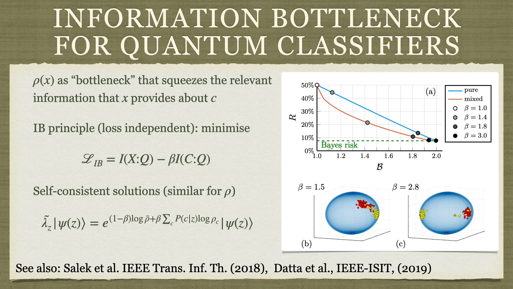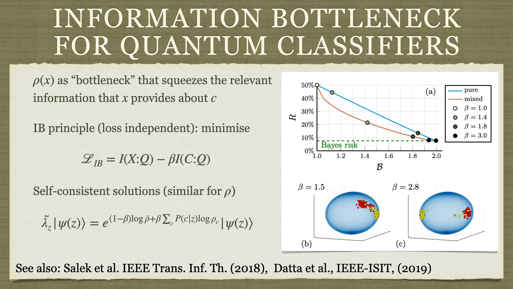Finally, I also show how our results are linked to the information bottleneck principle. This is an information theoretic framework to study machine learning and deep learning. It is based on the idea that learning algorithms should squeeze as much information as possible about the input, keeping only the relevant information to predict the class. Quantum information bottleneck principles were previously discussed in these papers at the bottom, but for different applications.